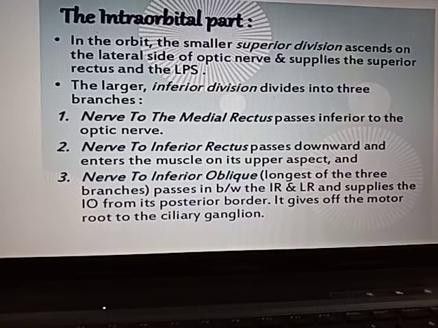In the orbit, the smaller superior division ascends on the lateral side of the optic nerve and supplies the superior rectus and the levator palpebrae superioris. The larger inferior division divides into three branches. The nerve to medial rectus passes inferior to the optic nerve. The nerve to inferior rectus passes downward and enters the muscle on its upper aspect, and the nerve to inferior oblique, longest of the three branches, passes in between the inferior rectus and the lateral rectus and supplies the inferior oblique from its posterior border. It gives off the motor root to the ciliary ganglion.